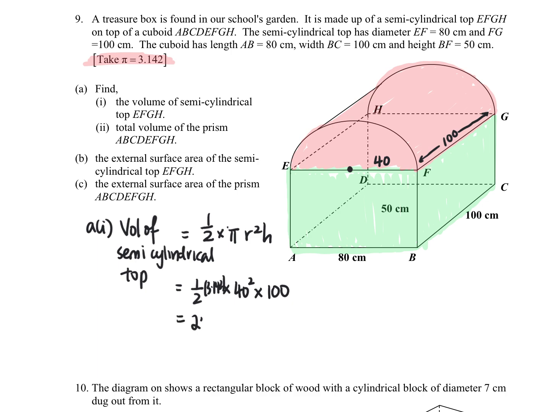So you will get 251360. No need to round off. This is the exact answer. Okay? Next one. I want the volume of the prism.